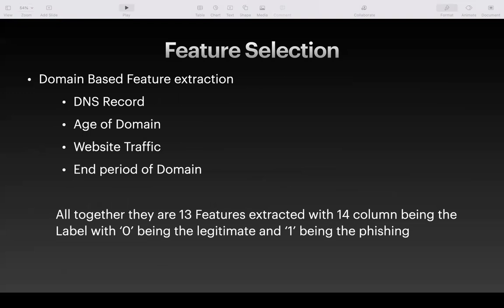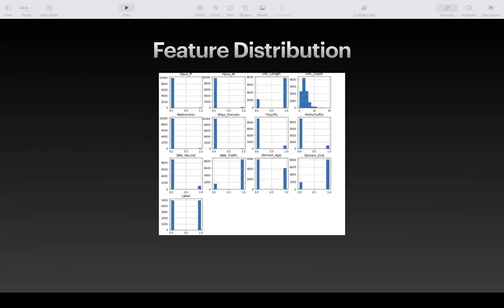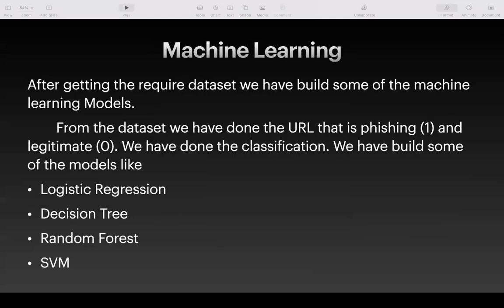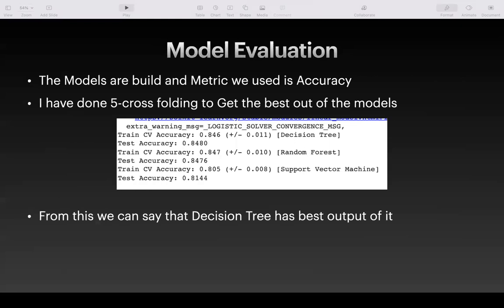Altogether, we have got 13 features, and we add another feature as a label: if it is a 0 in the label, then it is phishing, and if it is a 1, it's legitimate. After getting our desired data set, we ran studies on how it predicts. We applied basic machine learning algorithms, logistic regression, decision tree, random forest, and SVM, to check which of them performed well. From the cross validation, we found that the decision tree exhibited the best performance.